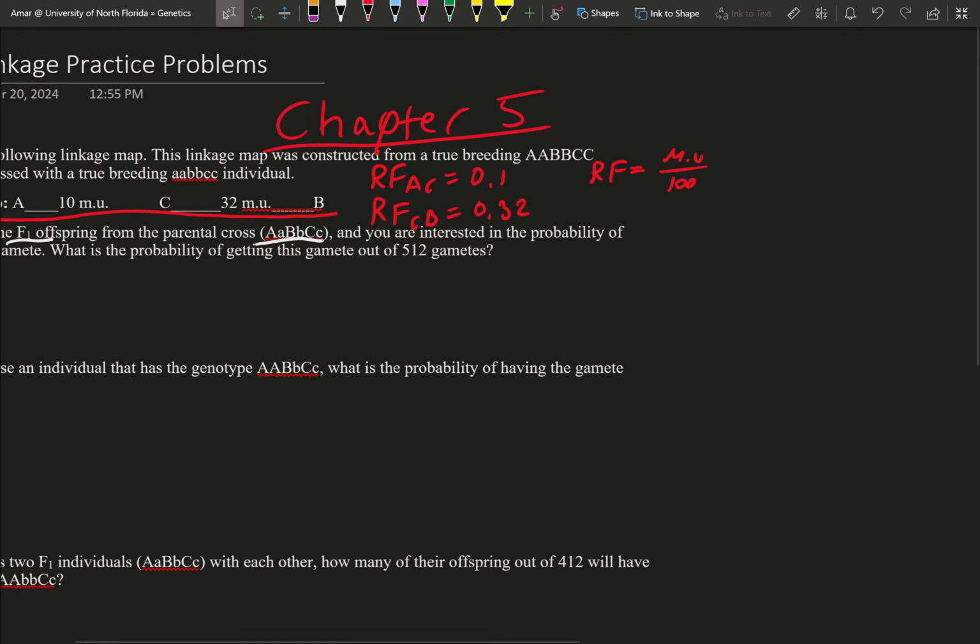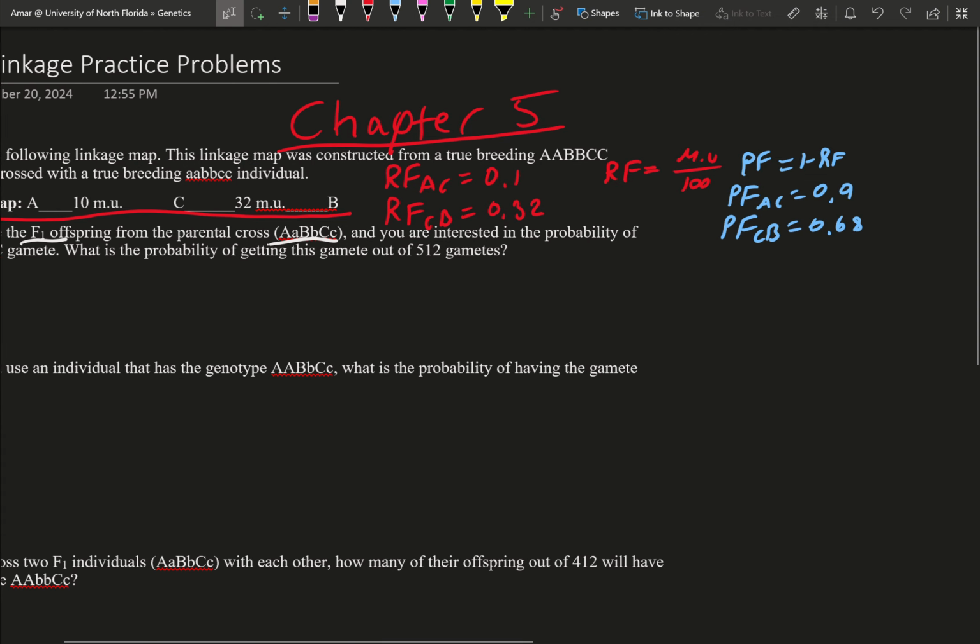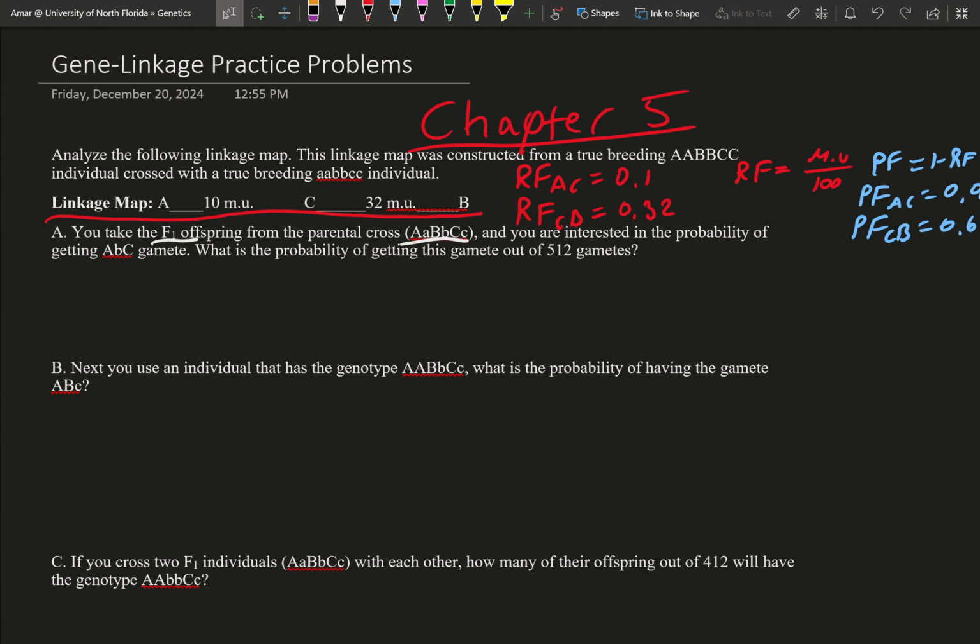And to get the parental frequency, the parental frequency is equal to 1 minus the RF, the recombination frequency. So the parental frequency between A and C is equal to 0.9, and the parental frequency between C and B is equal to 0.68. So hopefully that made sense. And that's basically all we need for now, okay?